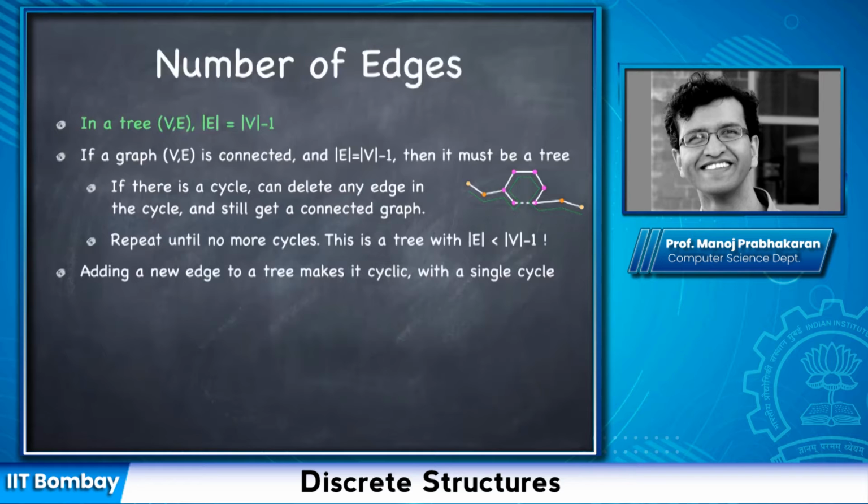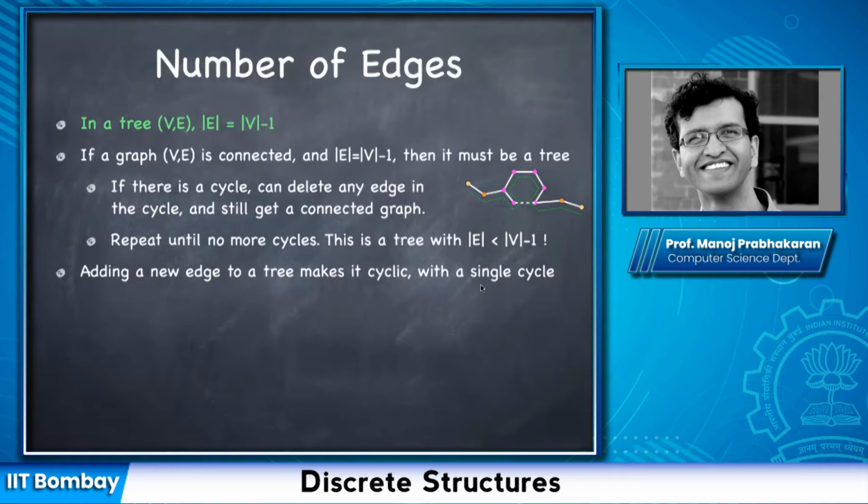Also, here's another claim. If I took a tree and added an edge to it, then it'll have a cycle. It has to have a cycle now because it's still connected. If it doesn't have a cycle, it'll have to be a tree. But since I added an edge, it no more satisfies this relation, so it cannot be a tree. So it has to have a cycle. And in fact, it should have a single cycle. You should think this through.